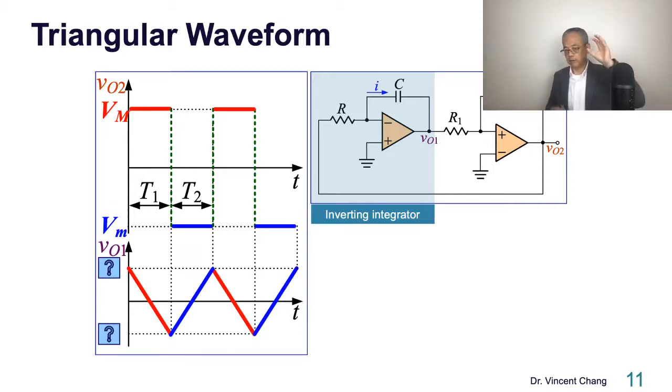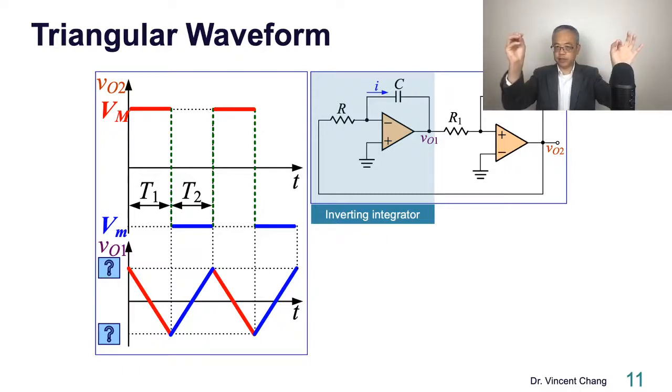So this kind of nonlinear oscillator actually creates 2 types of waveform. If you take the output of VO2, the second op amp, it gives you a square waveform. If you take the output of the first op amp, it gives you a triangular waveform. So 1 body, 1 circuit, 2 functions. It depends on which output you are taking.